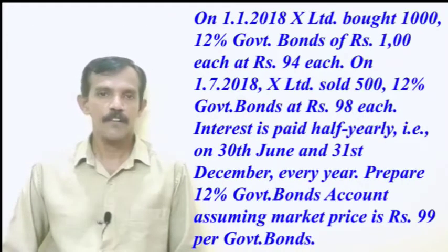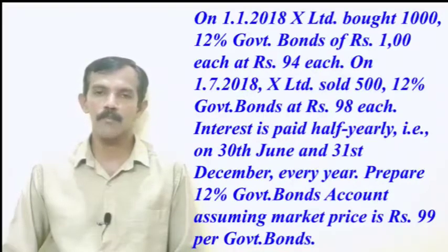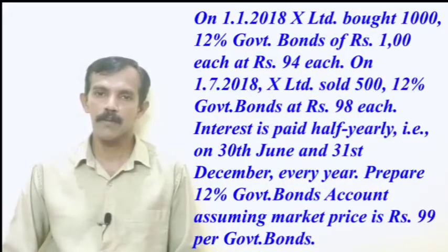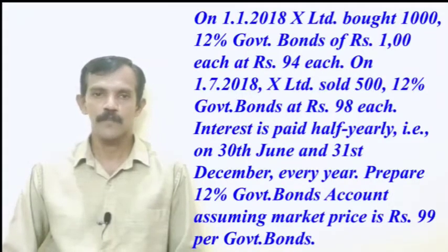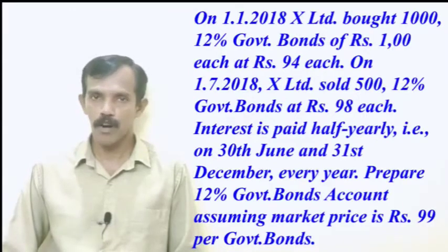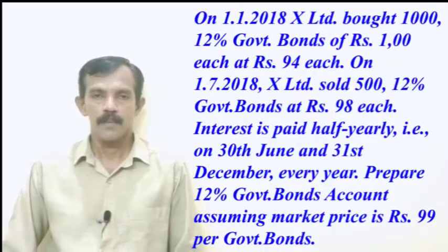On 1st January 2018, X Limited bought 1,000 12% government bonds of rupees 100 each at rupees 94 each. On 1/7/2018, X Limited sold 500 12% government bonds at rupees 98 each. The interest is paid half yearly on 30th June and 31st December every year. Prepare 12% government bonds account assuming market price is rupees 99 per government bond. This is our question. Then our solution.